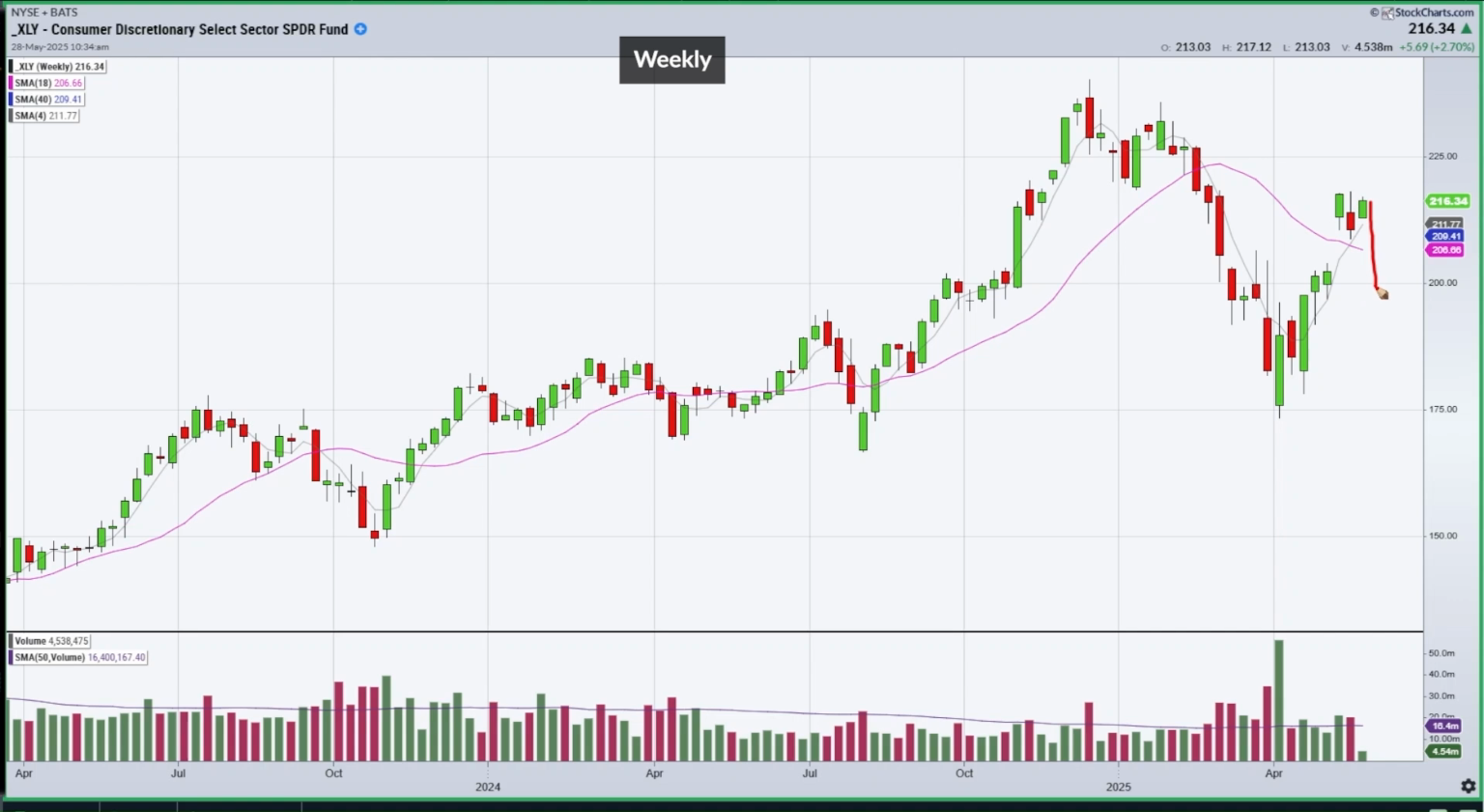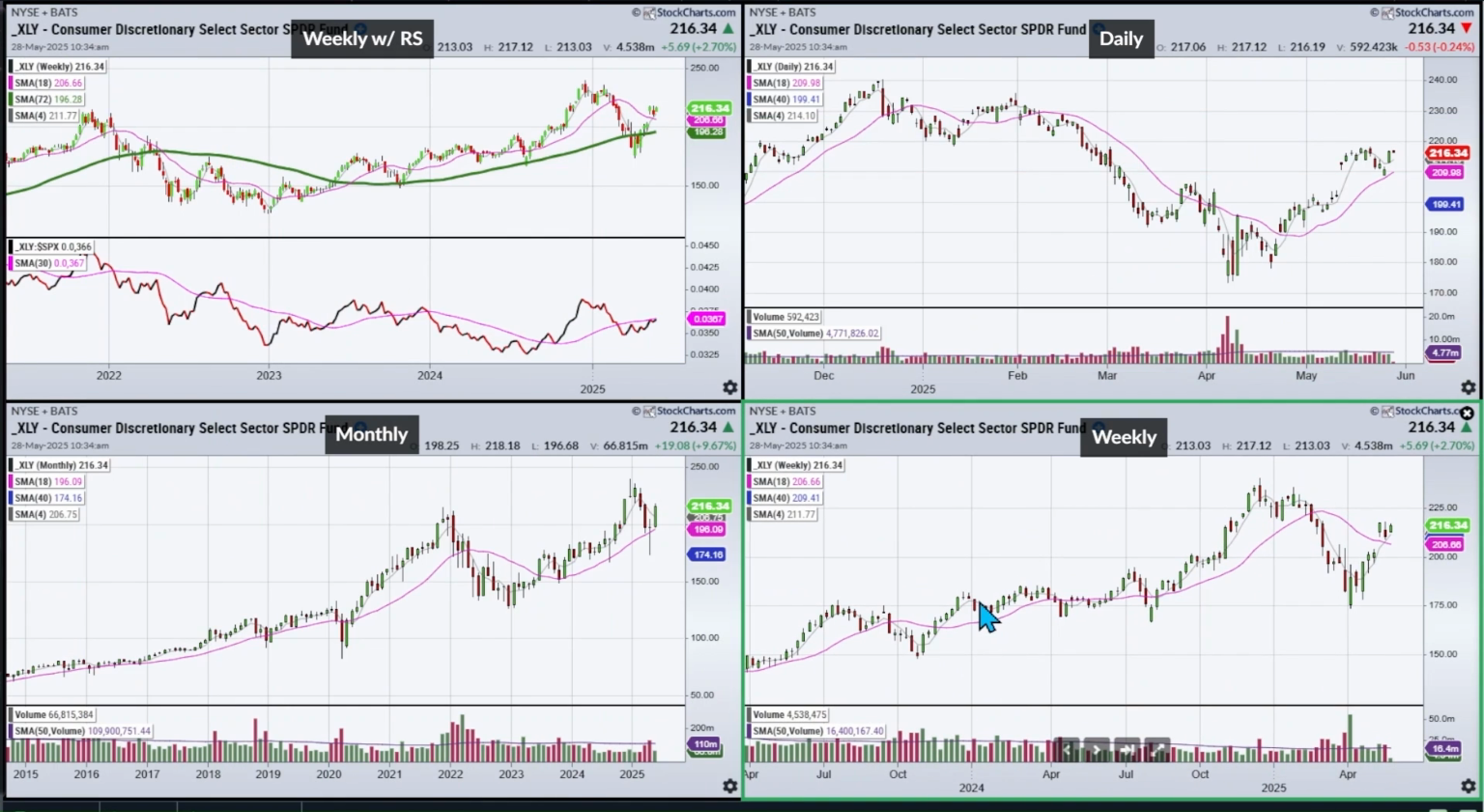If we don't get a real sharp pullback anytime soon, then this could set itself up, but it needs a little bit of time. Even the leadership areas could use a little bit of a breather here, but something like this with the declining 18-week, I think definitely falls into that camp.